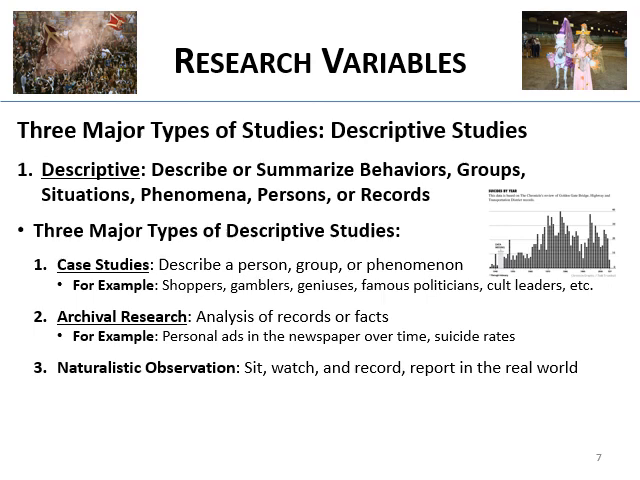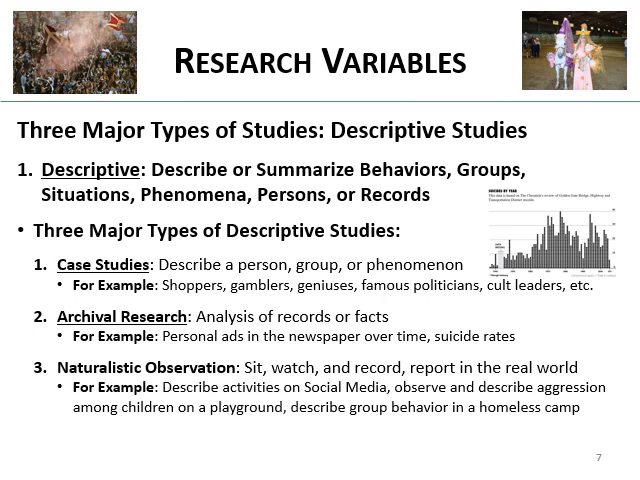Finally, we have naturalistic observation, which would be just sitting, watching, recording what you're seeing, and then reporting it in the real world, specifically events. So you might describe activities, for example, on social media, where you observe and describe aggression among children on a playground, or you describe the behaviors that you're seeing in a homeless camp. But the naturalistic piece of this is that you're out in the real world, so you're in nature, and you're observing things. So again, one of those titles that kind of means exactly what it sounds like it means.